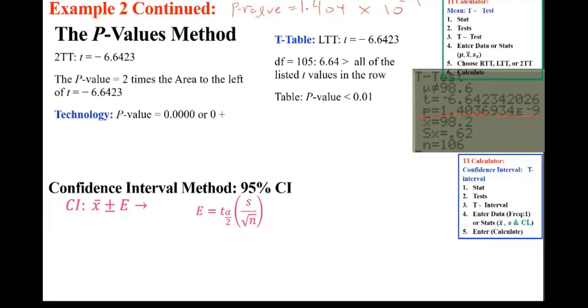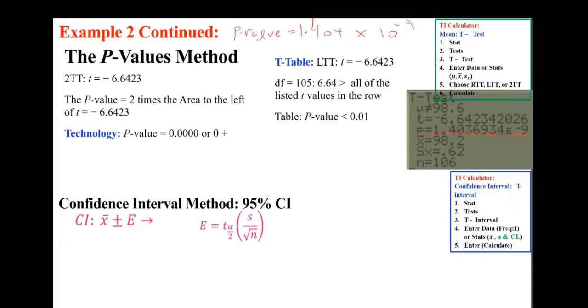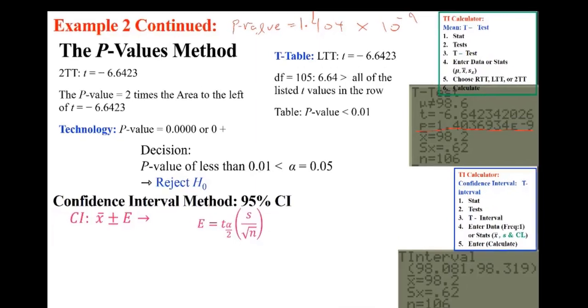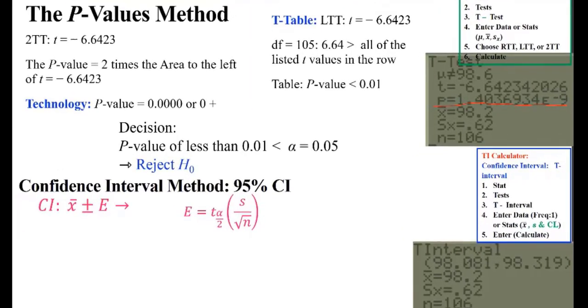The confidence interval uses x bar plus or minus E, which is t alpha over 2 times s over square root of n. Everything for t, s, and n is on the previous page. Plug in and add up, and if you use technology, you come up with 98.081 and 98.319, which means we are 95% confident the true population mean is somewhere in between.